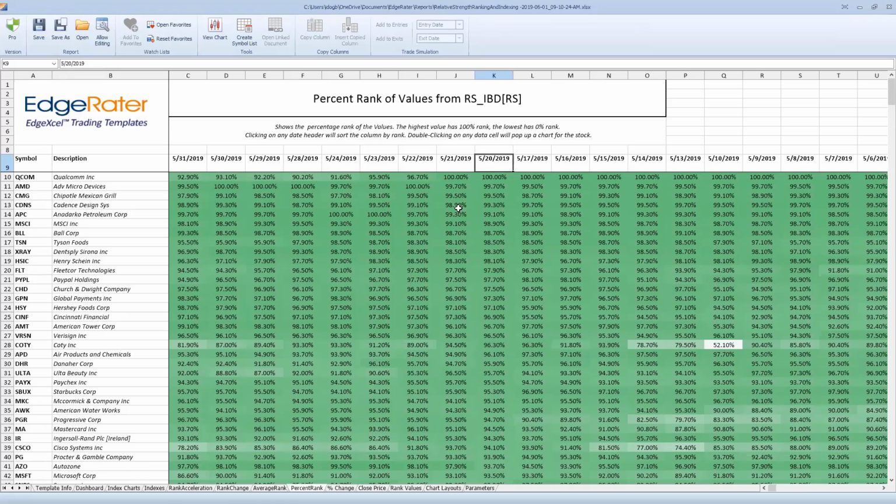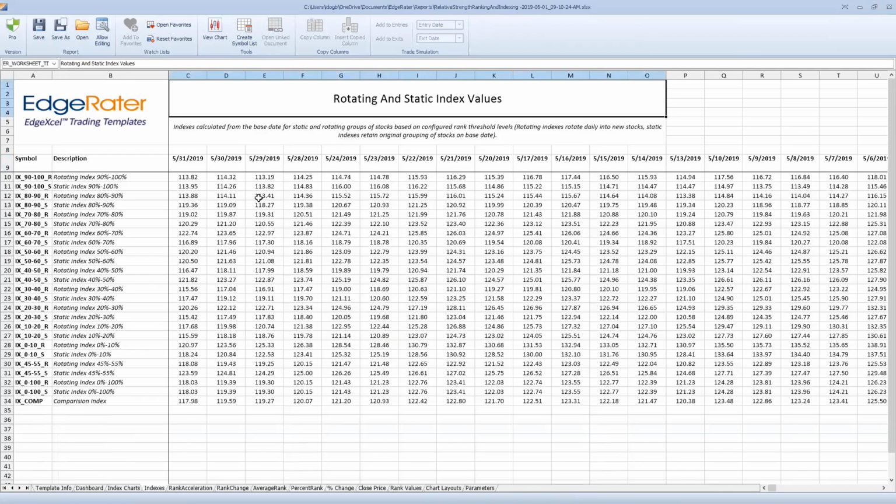So obviously that information is good to see in a spreadsheet, but a better way to view that information. We can see we've created these rotating and static index values. That's one thing. And then we have index charts. So let me just explain the symbols over here so that you know what we're looking at when we're looking at a chart. This is the index worksheet.